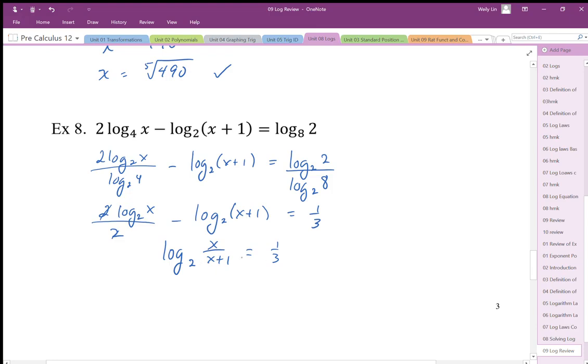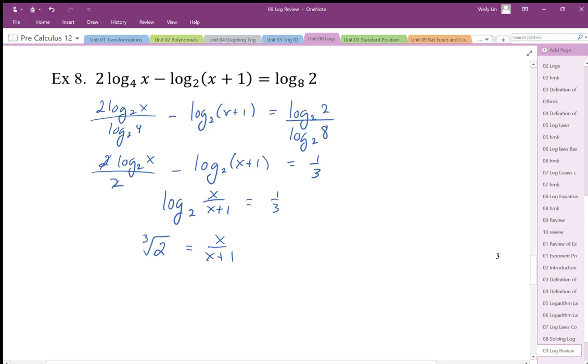Then I can solve this. I can undo this and get the x out. The cube root of 2 is equal to x over x plus 1. I can solve this linear equation. I get the cube root of 2x plus the cube root of 2 when I multiply by 1. That's equal to x on this side.